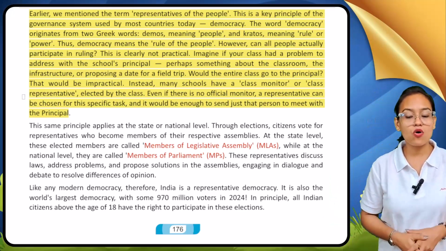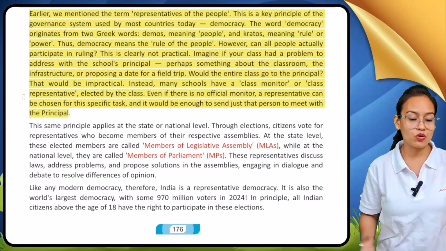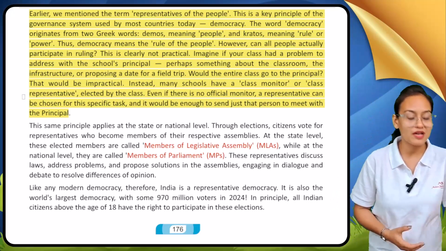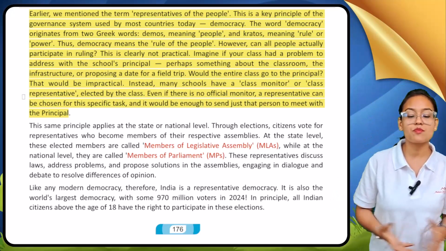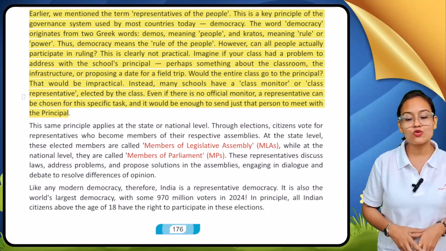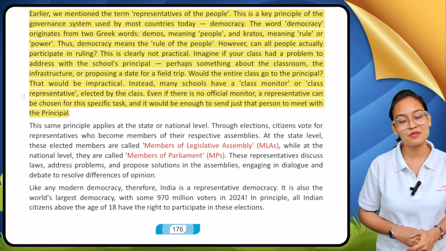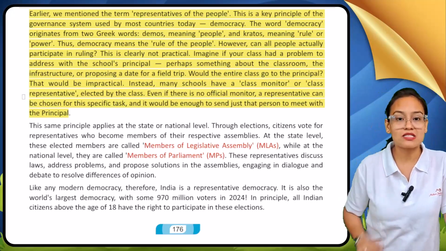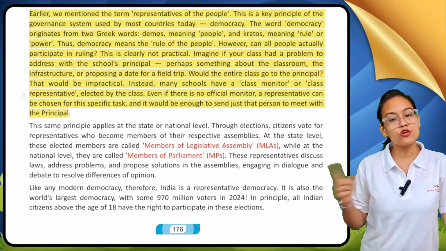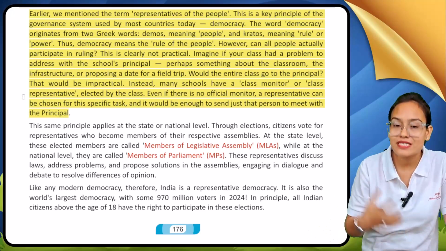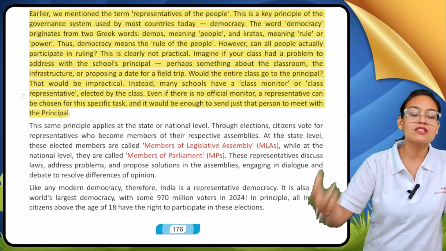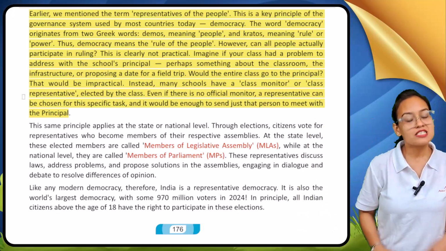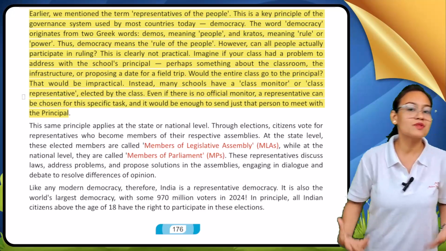However, can all people actually participate in ruling? No, it's not practical. Imagine if your class had a problem to address with the school's principal, perhaps something about the classroom infrastructure. Would the entire class go to the principal? No, they will send some students, and those students are responsible for addressing the class problem in front of the principal. Similarly, all people can't represent our country India.